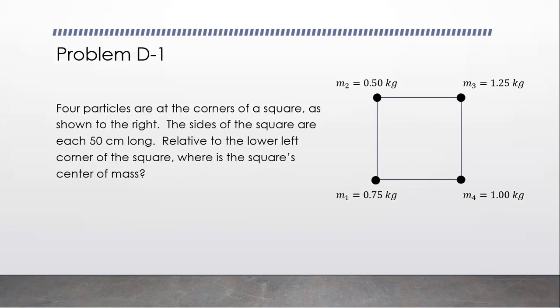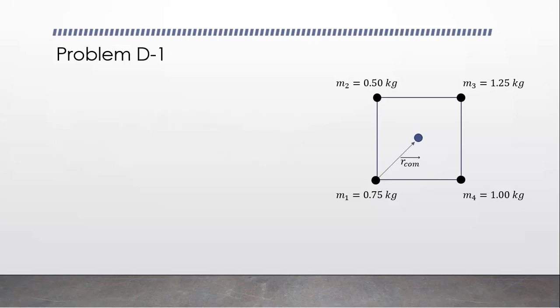So let's look at problem D1. In problem D1 we have four particles at the corners of a square shown to the right. The sides of the square are each 50 centimeters long, and we want to know, relative to the lower left corner of the square, where's the square's center of mass? So really this vector here is what we're looking for.